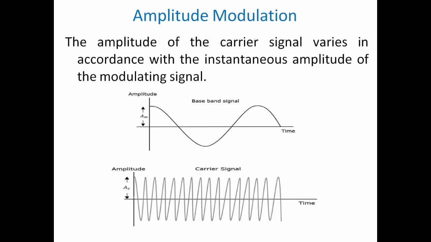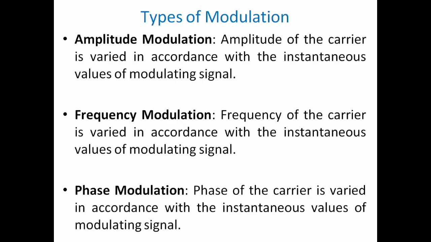So next one is FM. FM is frequency modulation. It's a technique where the frequency of the carrier wave is varied in accordance with the information signal. And the last one is phase modulation. PM is phase modulation, where the phase of the carrier is varied in accordance with the information signal. These are the basic introduction of the signals.